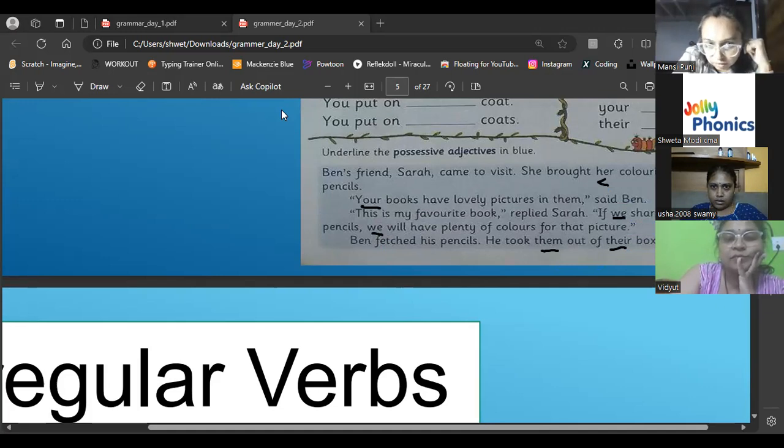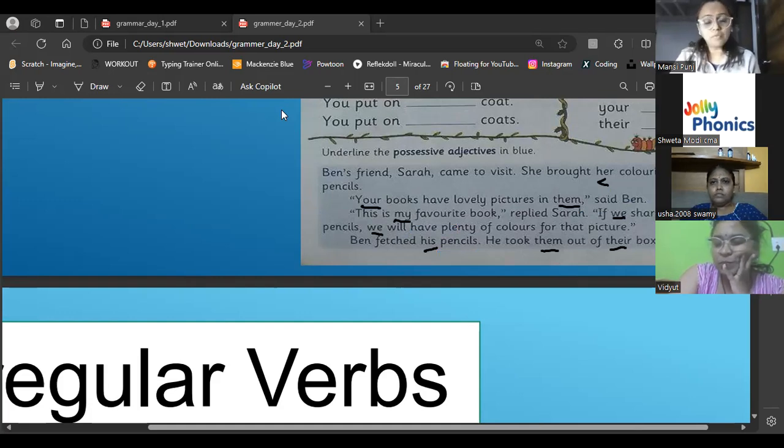Is it done? His pen. One more my. His pencils. This is my favorite book. One more my is there. Ben fetched his pencils, so "his" also. That will not be there, right? No, that will not be there. We share our, does it come? Yes, our, our color.